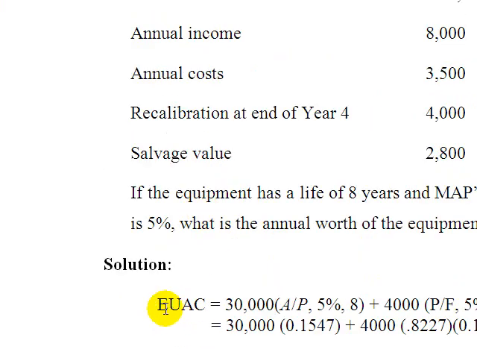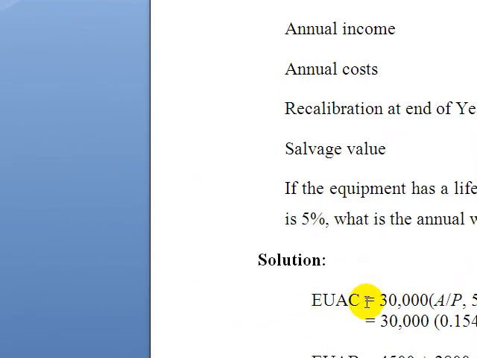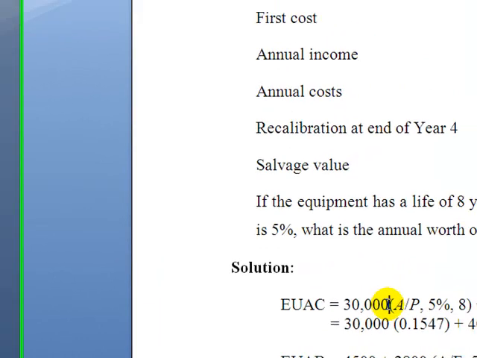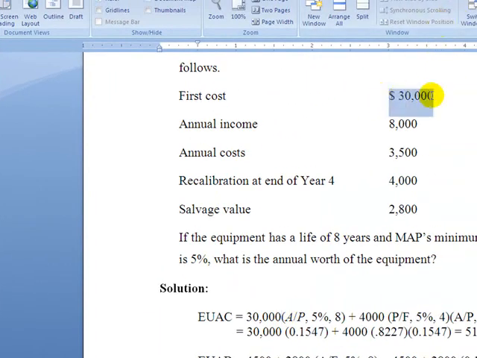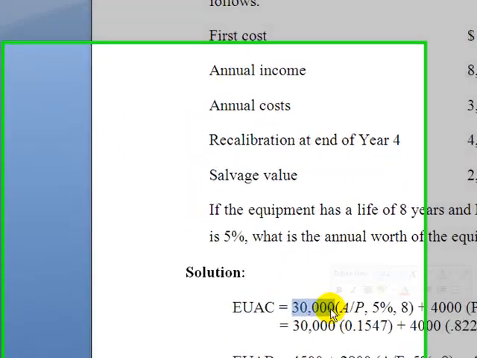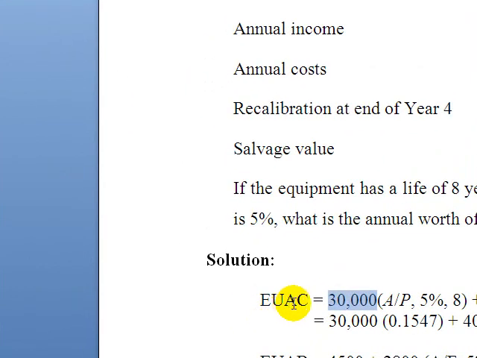So let's work on EUAC. EUAC is equal to 30,000, the first cost of the equipment. But that's a P value and we are interested in annual value, annual cash flow, right?